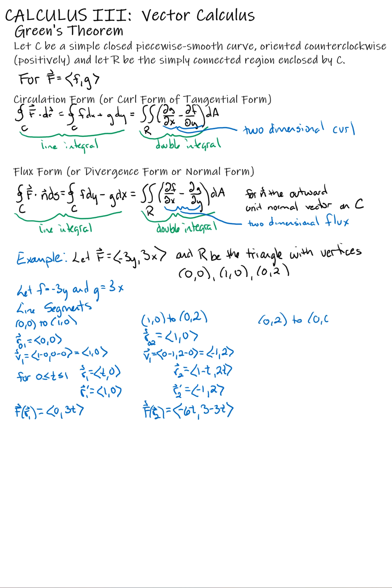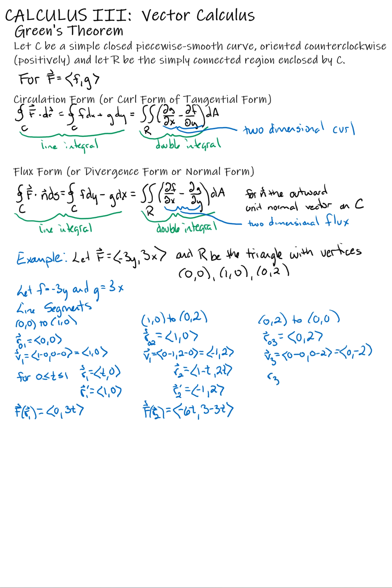0, 0. All right, so we'll call this R0, 3. Our first vector is 0, 2. And then V3, remember how to find that. That's going to be 0, 0. I'm sorry, 0 minus 0, and then 0 minus 2, which gives us the vector 0, negative 2.